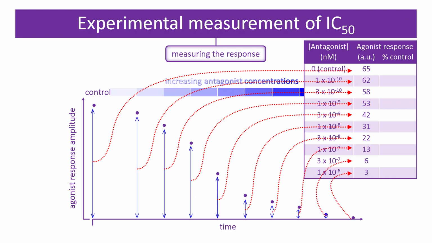To allow comparison across conditions, each value is expressed relative to the control. This is calculated as a percentage of the control, which is defined as 100%. As antagonist concentration increases, the percentage response decreases accordingly. These normalized data are what we need to construct an inhibition curve.